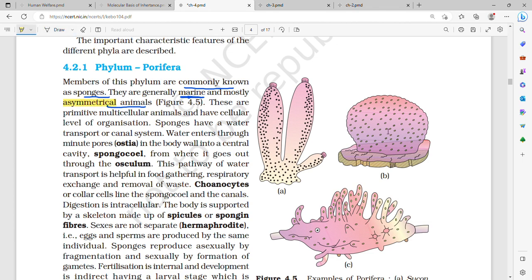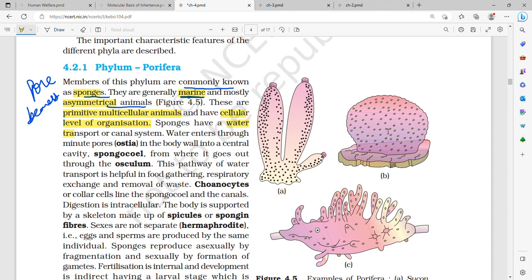Members of this phylum are commonly known as sponges. They are also called pore bearers. Why? Because they have pores. They are generally marine. They are primitive and multicellular animals, and they have cellular level of organization. They are multicellular, but they have cellular level of organization, that is cells present in the form of loose aggregates.